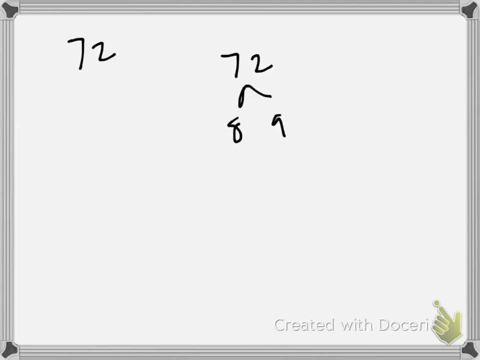Okay, and then we're going to break that down some more. So 8 we can definitely break down into 2 times 4. And 9 we could break down to 3 times 3. Okay, this 2, I can't break it down anymore. It's already prime, but I can break this 4 down some more.